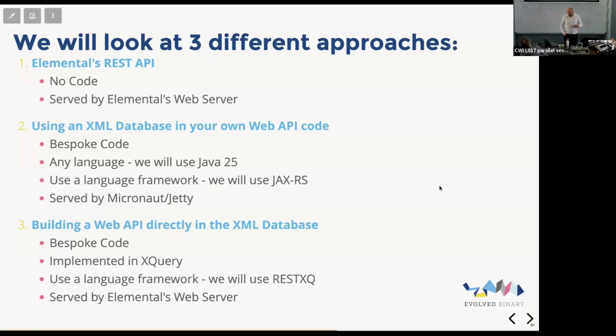Your other option is, if you're running Elemental as an XML database server, because it's got a web server built in, and because it provides XQuery, you can implement your own web API completely in XQuery. There are different ways to do that. I'm going to use a framework called RESTXQ, which is based on JAX-RS from the Java world. The idea is it makes it very easy to build a web API in XQuery. So we'll look at that, compare them, and see which one we like and which was easiest or not. Okay. So the first one, Elemental's REST API, I will just walk through.